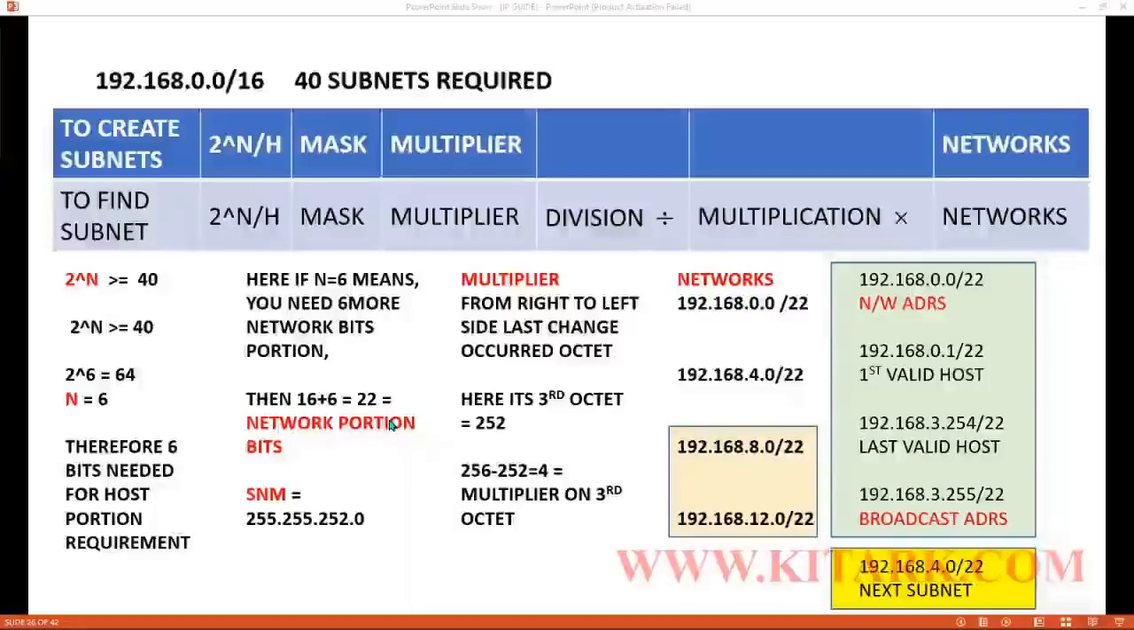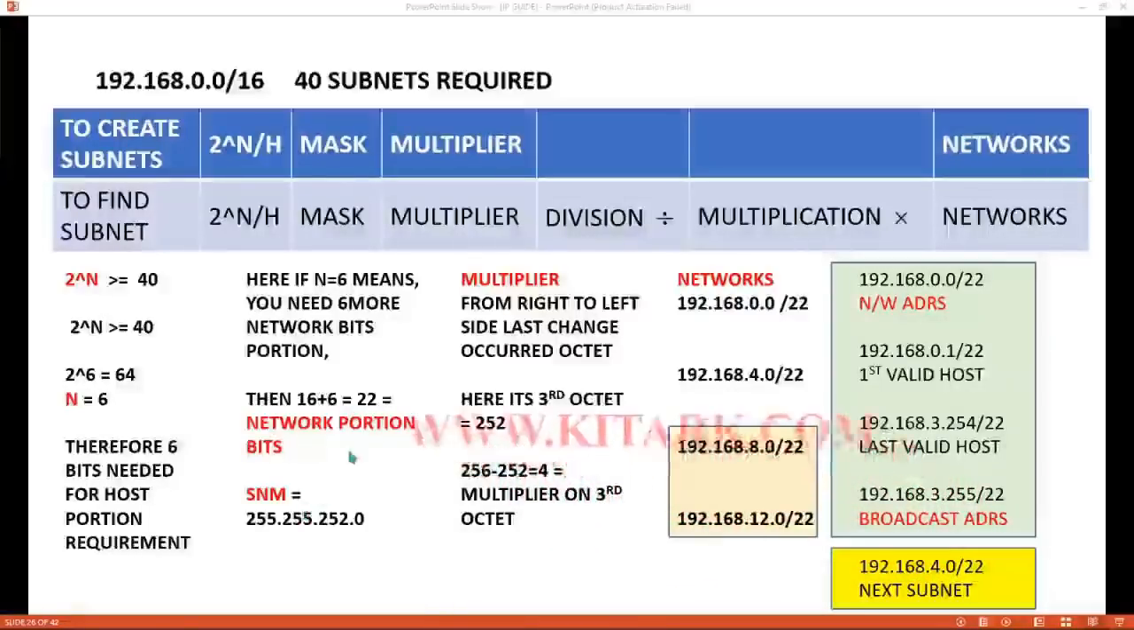If you find /22, you can find the subnet mask as well. 22 is greater than 16, so you know the first two octets are going to be full, which means 255.255. If it were 24, the third one would also be full, but it's not filled fully. 22 minus 16 gives you 6 bits. So the third octet has only 6 bits for the network side. 4 bits means you can have 240 here, 5 bits means 248, 6 bits means 252.